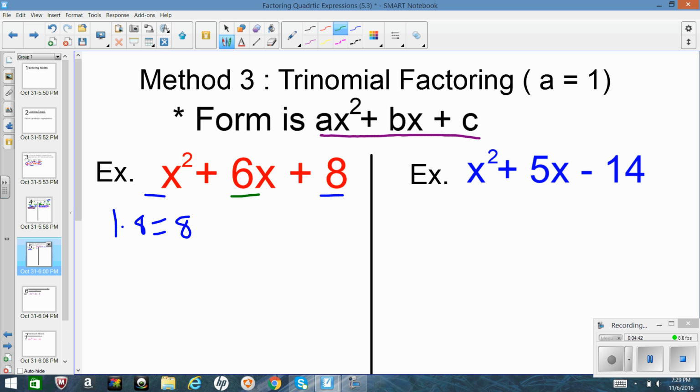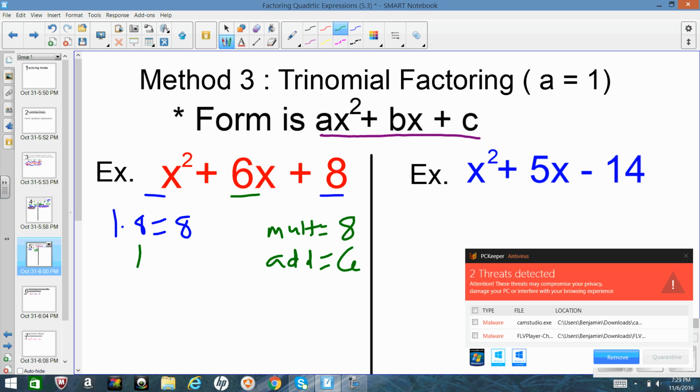So now I'm looking for 2 terms that multiply to my first term times my last term, which is 8. So they multiply to 8, and they add to the middle term, which is 6. So again, b was 6. That is my middle term.